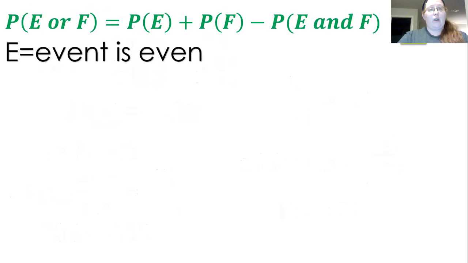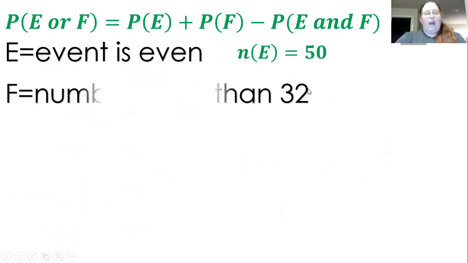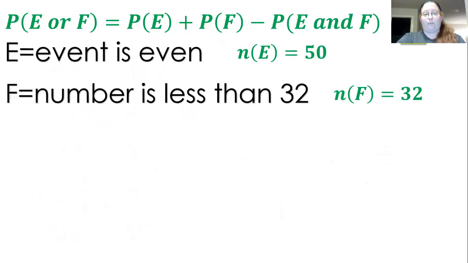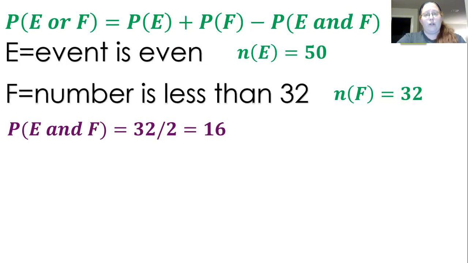Now, even or less than 32, we have P(E or F) equals P(E) plus P(F) minus P(E and F). So E is the event which is even. Out of the possibilities, E is going to be 50. There's 50 even possibilities. And then we have F, which is the number that is less than 32. So NF equals 32. We're going to place these numbers into the equation, and for E and F we have to divide F by 2 and get 16.